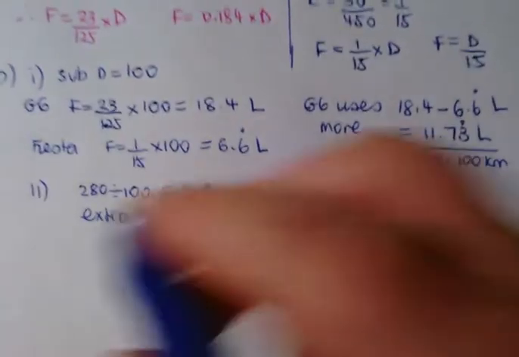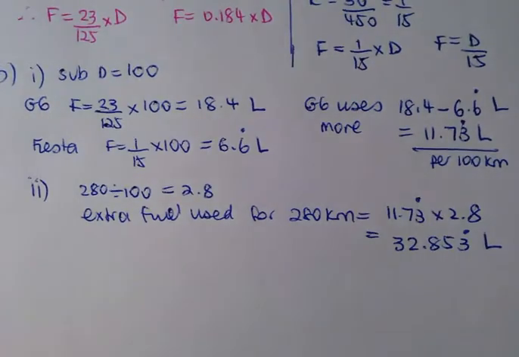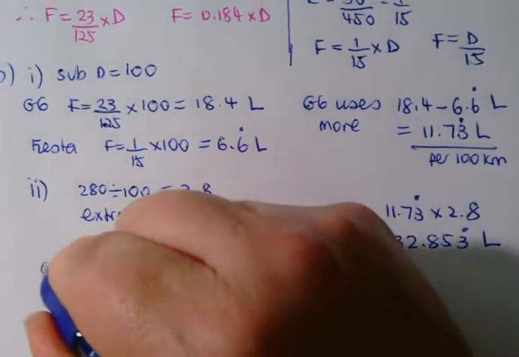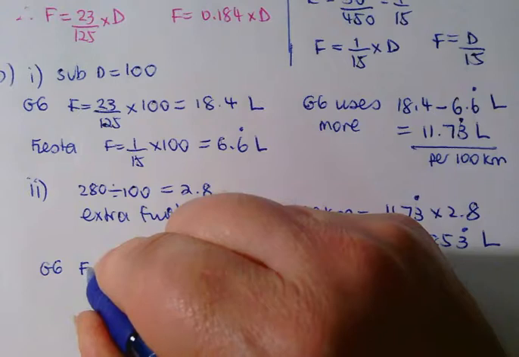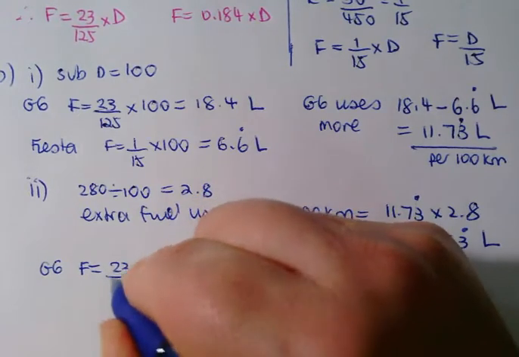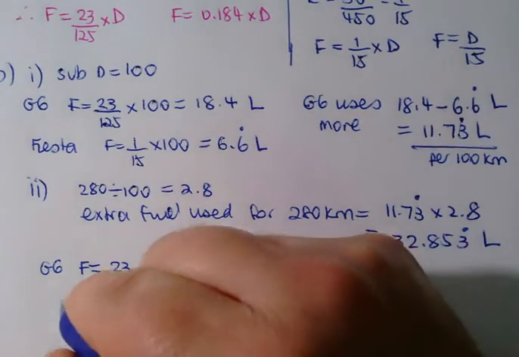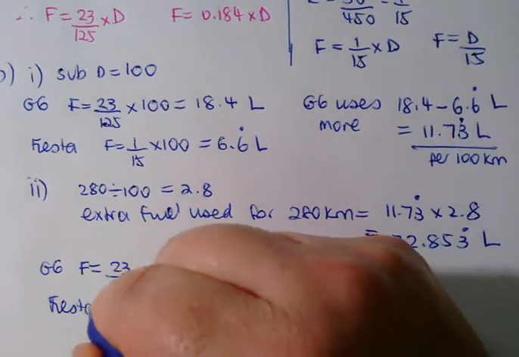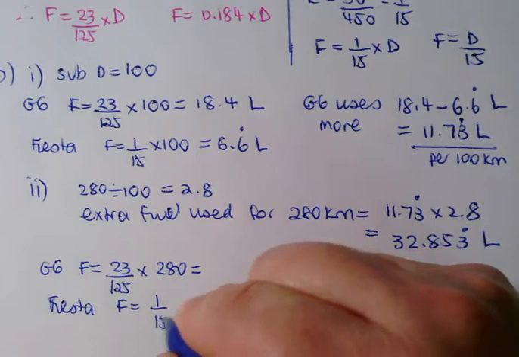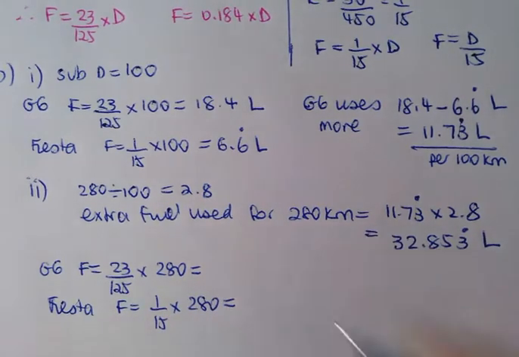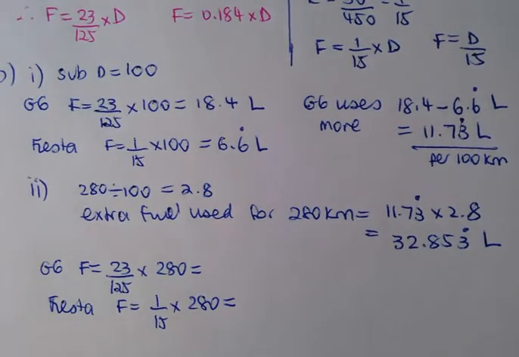That's one way of doing it. That's the quickest way of doing it. But if you're not sure, you could substitute again as we did before. For the G6, the fuel is 23 over 125 times 280. And for the Fiesta, the fuel will be 1 over 15 times 280. And then we can subtract. But you don't need to do it this way.